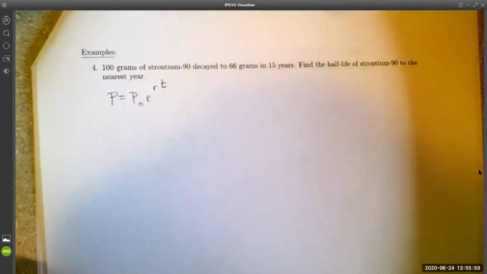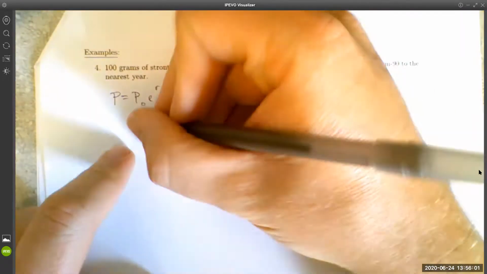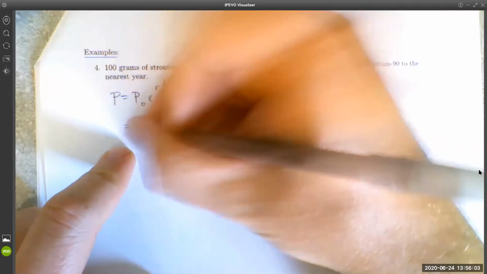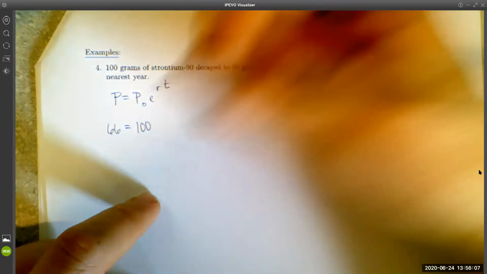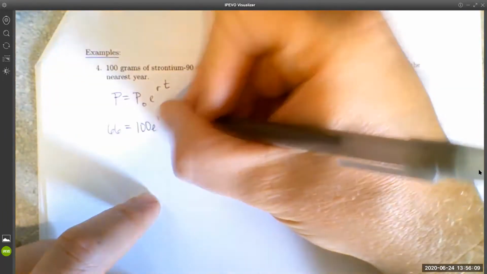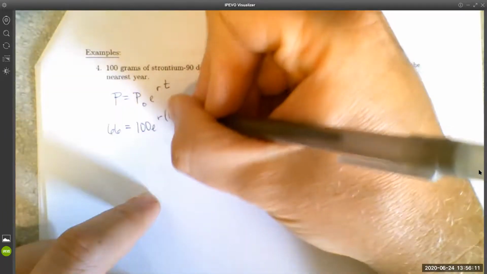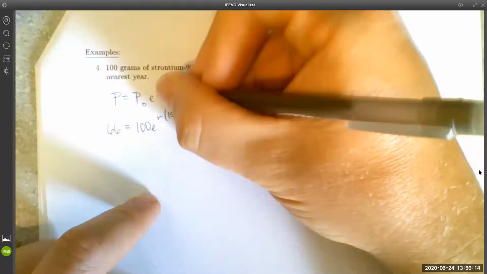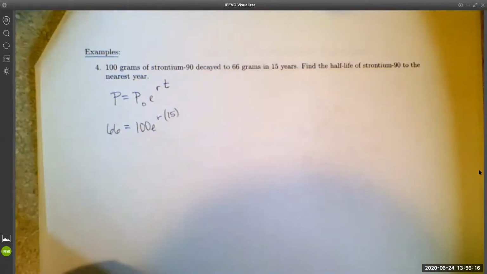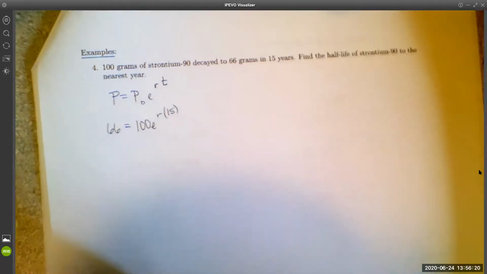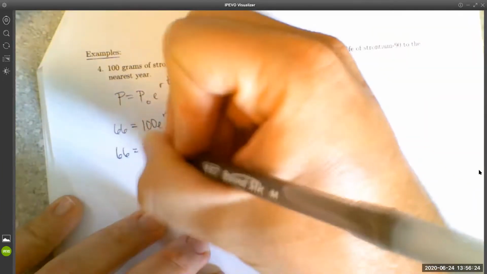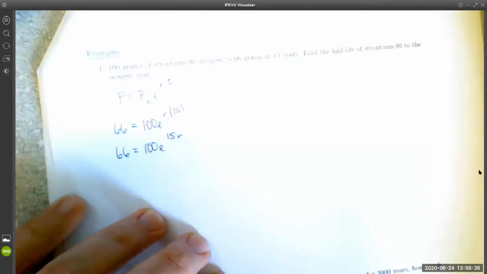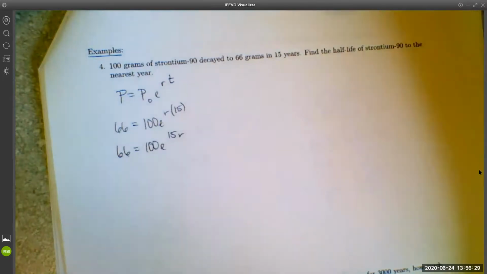Okay? So we started with 100 grams and ended with 66 grams. It took 15 years for that to happen. So T is 15. And R we don't know, but we can solve for it, right? So this is 66 equals 100 e to the 15r, and we want to solve for r. So I'm going to take natural log of both sides.